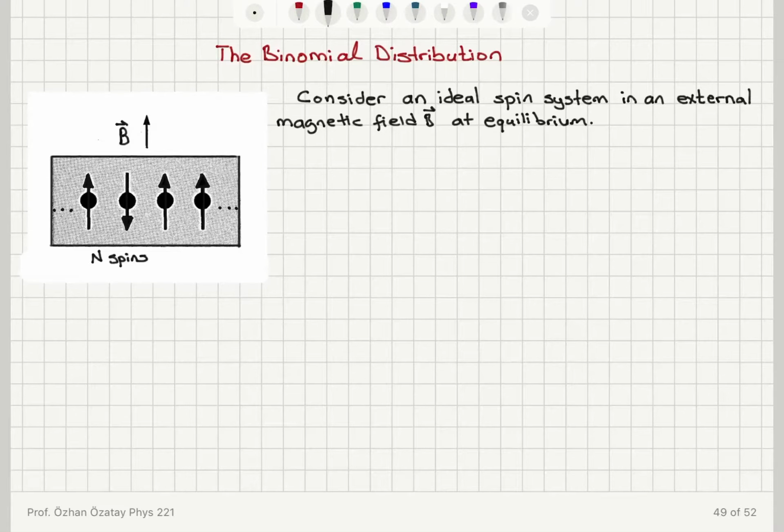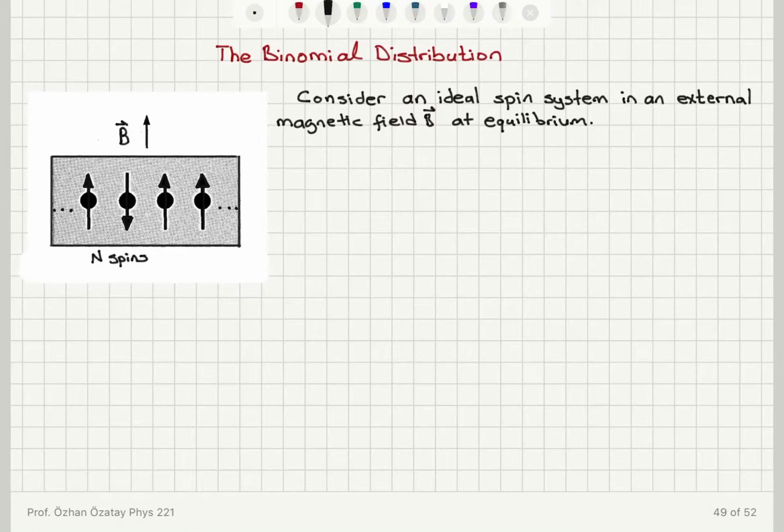Okay, so you can see one example here. We have a total of n spins. This is basically showing us the directions of the moments rather than the spins. Remember, if you refer to the video on ideal spin system, you will see that depending on the sign of the charge, the magnetic moment and the spin can be pointing in the same or opposite directions. So therefore, what these arrows show here is basically the directions of the moments.